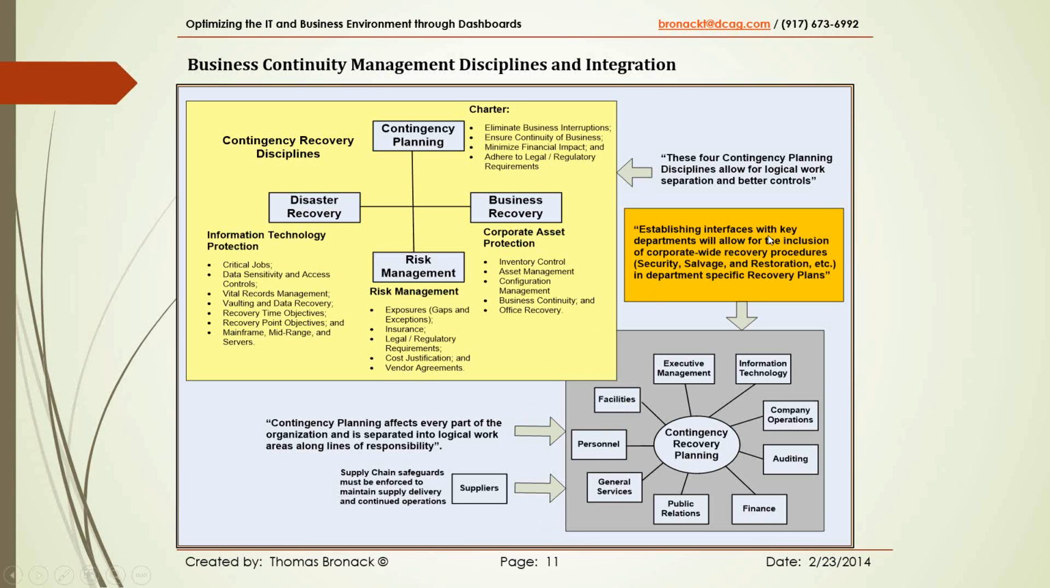Now, establishing these interfaces with key departments will allow for the inclusion of corporate-wide recovery procedures. Also, security, salvage, and restoration, supplies, all that stuff have to be concerned.